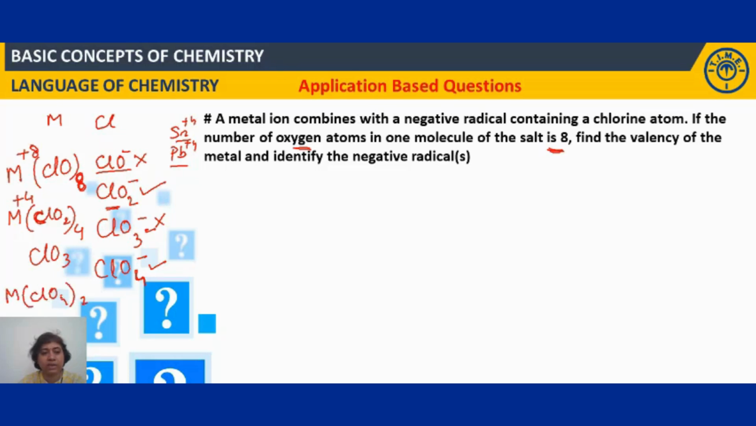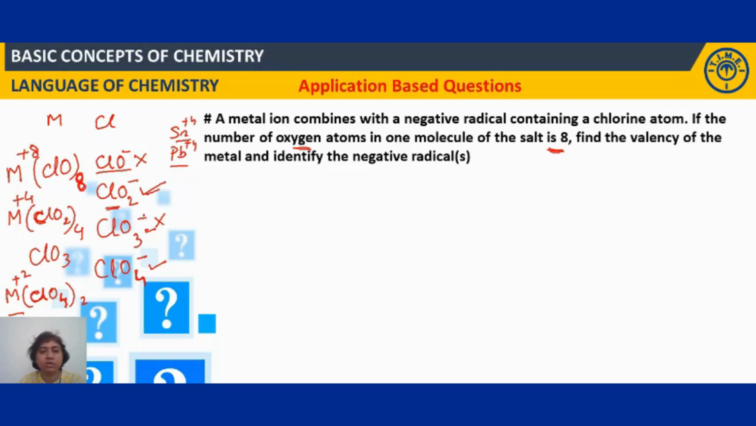ClO4 taken twice. So the oxygen atoms will be 8, C capital here. Okay, remember that. So here, what is the valency of the metal? +2. So +2 and +4, both valencies of the metal are possible. +2 is more common, +4 is a little uncommon, but it is possible. So what are the options possible?